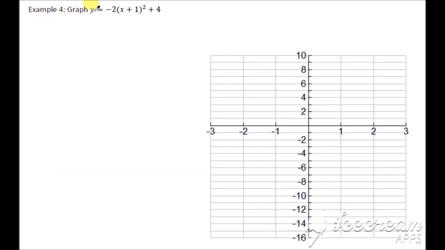So example 4, we're going to graph this equation. We know that this is in vertex form. So our vertex is going to be negative 1 comma 4. If we graph this on our graph, we get it right here. There we go. So this is easy because it's in vertex form.